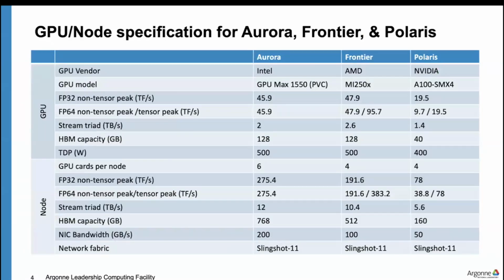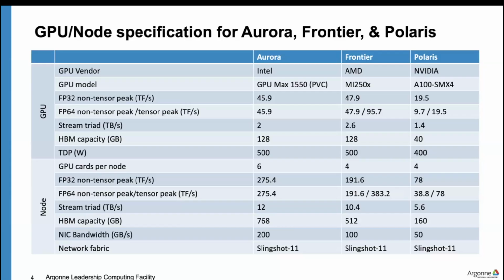This table, sorry about too many numbers, shows a comparison between the GPUs on Aurora, Frontier, and Polaris, and at node level. If you look at the GPU part, the Aurora and Frontier GPUs' compute peak is around 40 to 50 teraflops per second because they are the same generation from different vendors. HBM capacity is 120 gigabytes, and the TDP is 500. So the theoretical peaks of Aurora and Frontier GPUs are pretty similar to each other.